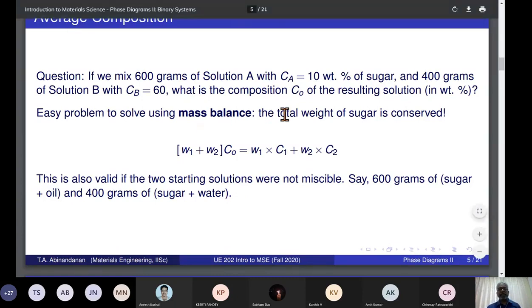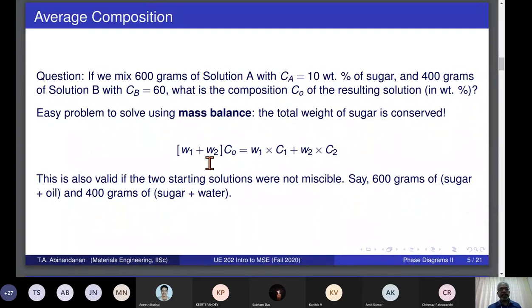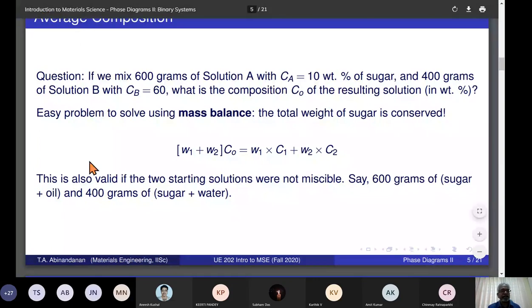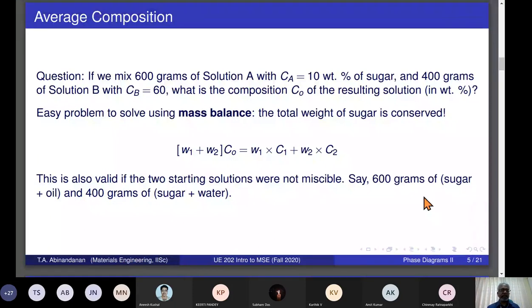And it's fairly straightforward. You just use mass balance. The total weight of sugar is conserved, and therefore total weight of sugar in the final solution here is the new solution is this, and the amount of sugar that came from the first solution is here, and the amount of sugar that came from the second solution is here. Just add them up and equate it to the amount of sugar in the new solution. Okay, here's the deal. This sort of stuff is also valid as long as we are talking about average composition. Even if the two starting solutions are not miscible, for example, let's say you have sugar and oil. I don't know whether they mix or not, whether sugar dissolves in oil or not. I presume it does.